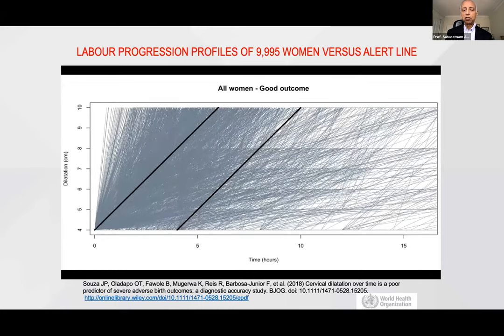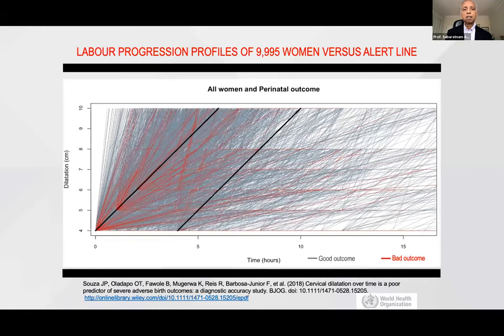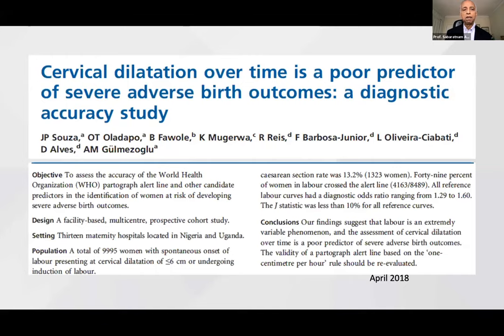The next slide will show you those who had poor outcome. Those are the red lines. So even those who delivered to the left of the alert line or left of the action line, many of them had poor outcomes. So it is nothing to do with the progress of labor, but it is to do with the subject you discussed earlier on, like IUGR or preterm baby or infection. So many other things complicate labor, which can give rise to poor outcomes. So we can't take only cervical dilatation as a predictor of good or poor outcome in the mother and the baby.